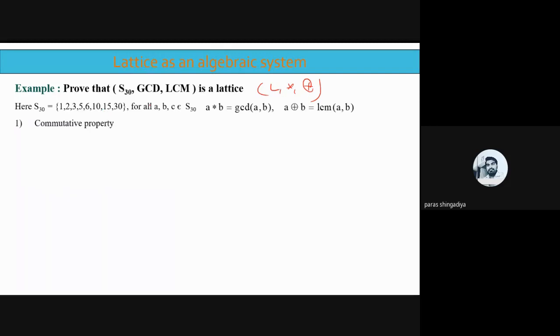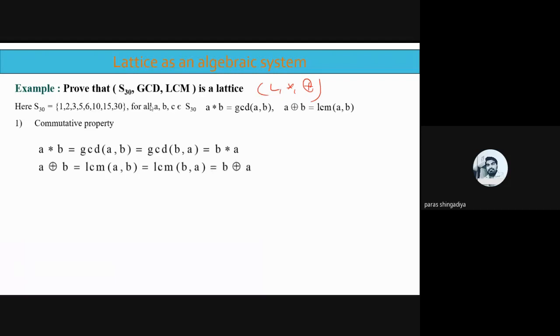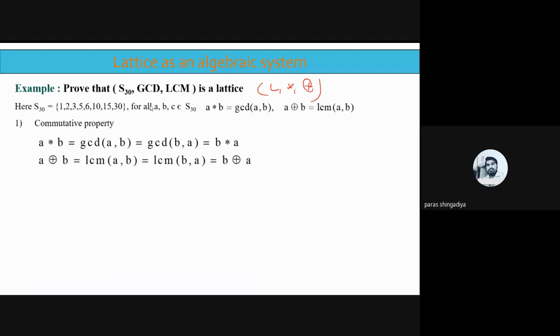Clear? So first we will check the commutative property, and that is easy to understand. A star B means GCD of A, B. So that is the same as GCD of B, A. Okay, for any numbers you can consider from S30, the GCD of 3, 5 is the same as the GCD of 5, 3. Clear? There is no change. That is equal to B star A. And same for ring sum. A ring sum B is equal to LCM of A, B. So that is the same as the LCM of B, A. Clear? There is no change, the LCM of A, B is the same as the LCM of B, A. Clear? And therefore it is B ring sum A.